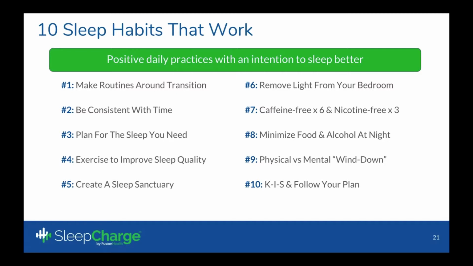Number 8 is minimize food and alcohol at night. It turns out that both food and alcohol are stimulants. Food activates the circadian rhythm through the gut. We talked a lot about the gut biome and the nervous system of the gut. Well, it turns out it's turned on by food and alcohol. The other thing that's important to know about alcohol is that it's also a potent REM sleep inhibitor. So rapid eye movement sleep, which is your dream and neurodevelopment sleep, which kids often need much more than we do as adults, but we do need it too.